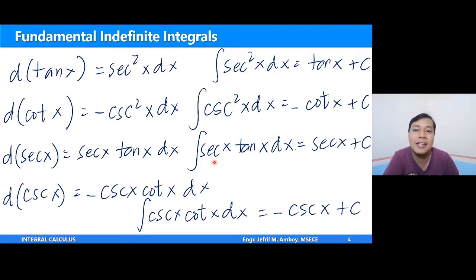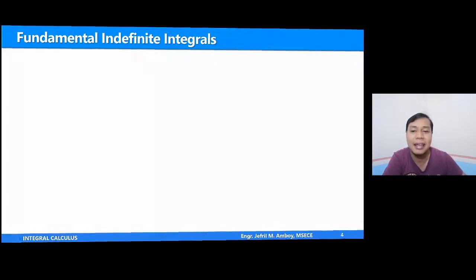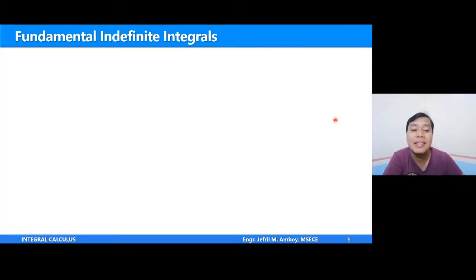Next, the integral of secant tangent is secant. The integral of cosecant cotangent is negative cosecant. Okay? Now, let's go to the next slide for the last two formulas that I will present in this episode.